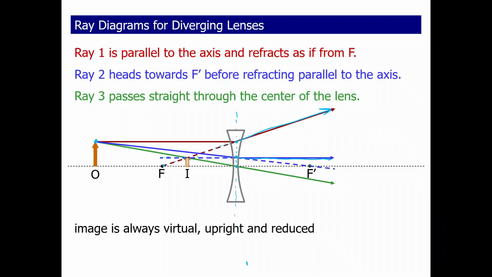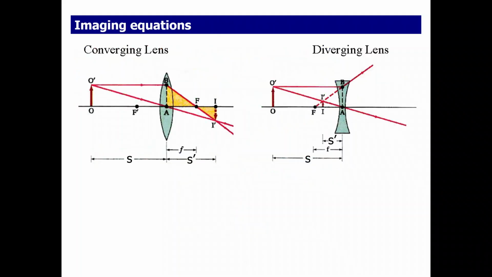So this image is always virtual, upright, and reduced. So no matter where I was to move that, you're going to get that same behavior. Just the actual reduction in size is going to be different. So you could see this if I was to put my eye right here, I would be able to see that image. So with our values, we can see that our outgoing side is over here.